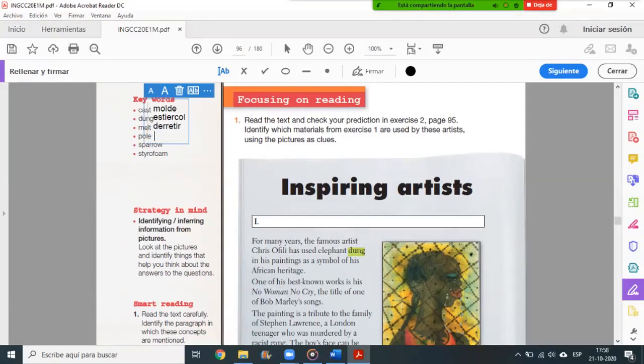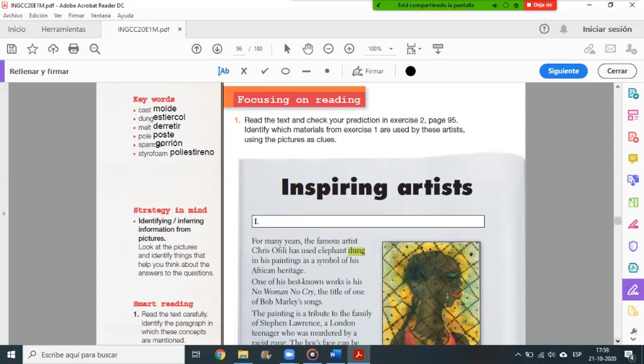Pole significa poste, ¿ok? Sparrow, here, es un pequeño ave y significa gorrión. En todas las ciudades ahí existen estas aves, ¿cierto? Styrofoam significa poliestireno. Those are the words. Esas son las palabras, ¿ya?